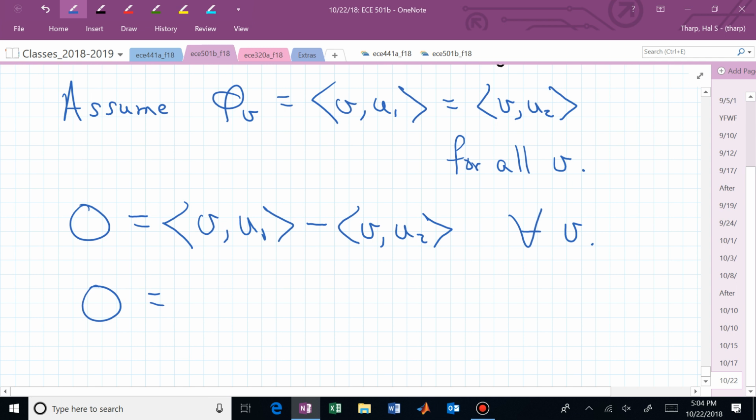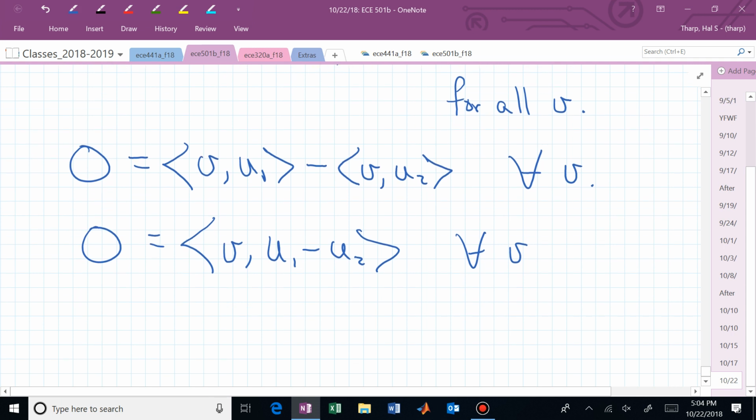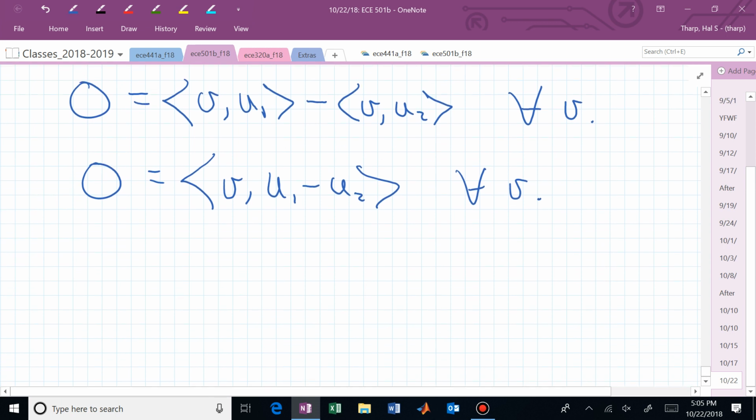But we know additivity of the second slot works. And now we have that V inner product with U1 minus U2 gives us 0 for all V. Now we're scratching our head, but this is what we can use now. We can say, oh, that's true for all V. Can I find a special V that will convince me that U1 is equal to U2? Well, if this is true for all V, why don't I just let V be U1 minus U2? It's true for all V. Why not make it a specific V?